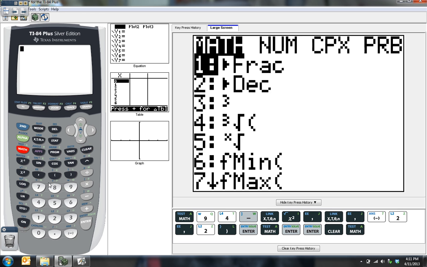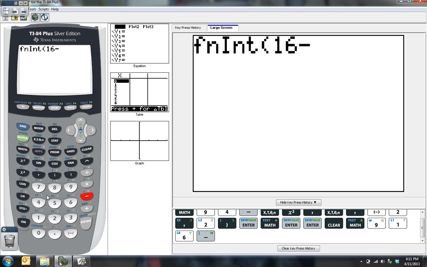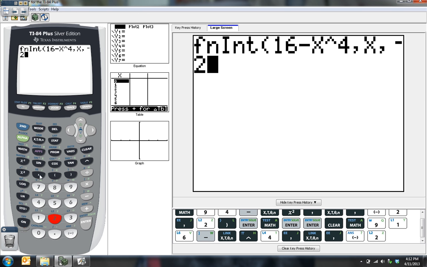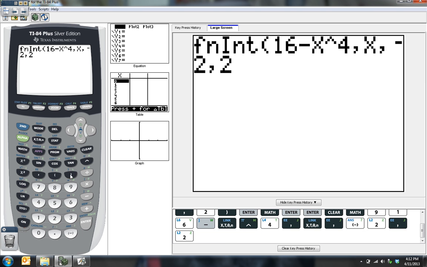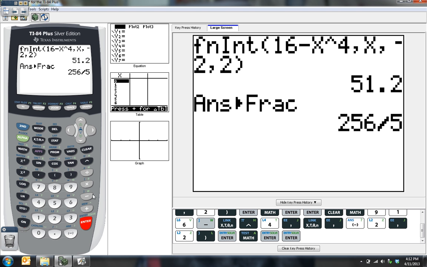So we're going to say math 9 is FNINT, and then we plug in our function, so 16 minus x to the 4th power. So there's our function, comma x, comma -2, comma 2. And we hit enter. 51.2. Or if we prefer, math, hit enter, 256 fifths. So some kind of funny looking fractions here.